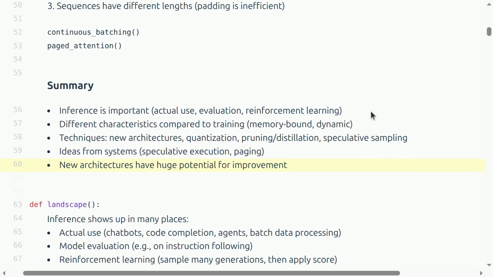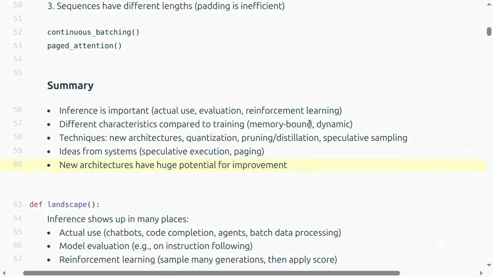One thing we didn't really get a chance to talk about, which was discussed briefly, is that I think new architectures have a huge potential for improvement. Things like state space models, linear attention, or diffusion. The KV cache and the way that attention is built fundamentally makes it an inference-unfriendly architecture. So if you can come up with a new architecture that is designed for inference in the way that the transformer was not, this can maybe unlock a lot.